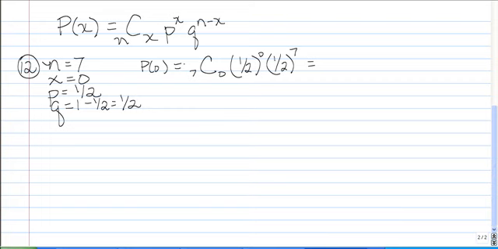Alright, so combinations of 7 taken 0 at a time is 1. And 1/2 to the 0 is 1. So we have 2 1s. So now I need to raise, I'm going to just put in 0.5 raised to the 7th power.